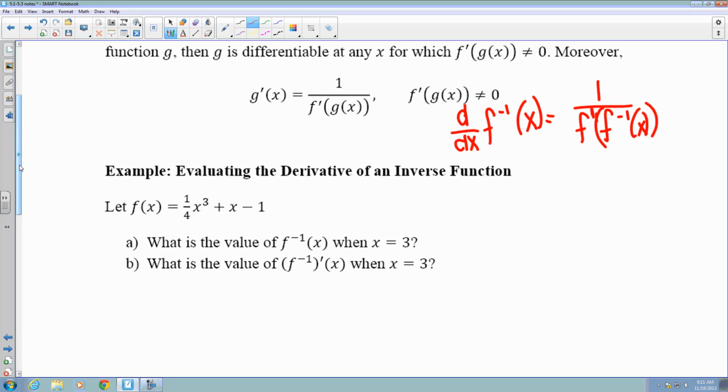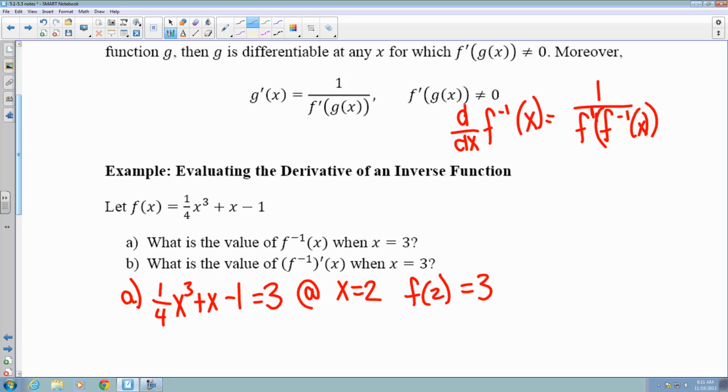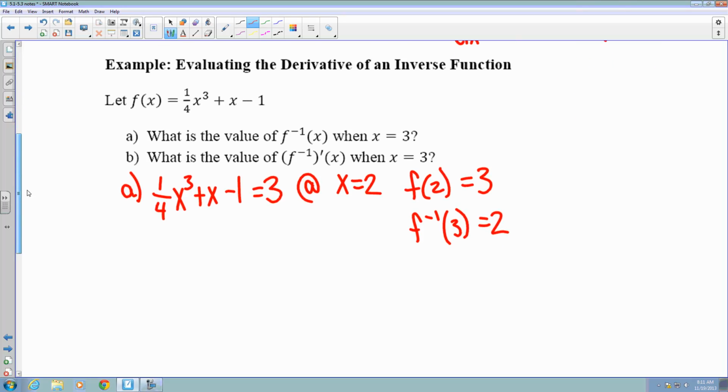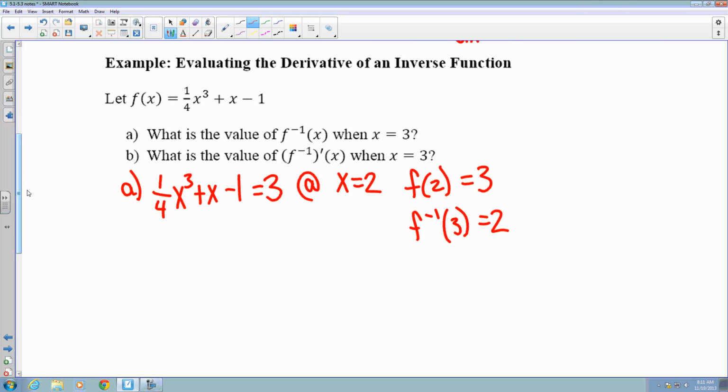Okay, so the first thing that we need to do to evaluate that definition is part A, figure out the value of the inverse when x is 3. So the easiest way to do that is to figure out when f of x is equal to 3. So we're going to set our original function equal to 3 and figure out when that happens. That happens at x is 2. So when f of 2 is 3, inversely, f inverse of 3 is 2. We know that every time we have an inverse, the x and the y are going to switch. So that's the easiest way to figure out the value of the inverse when x is 3.